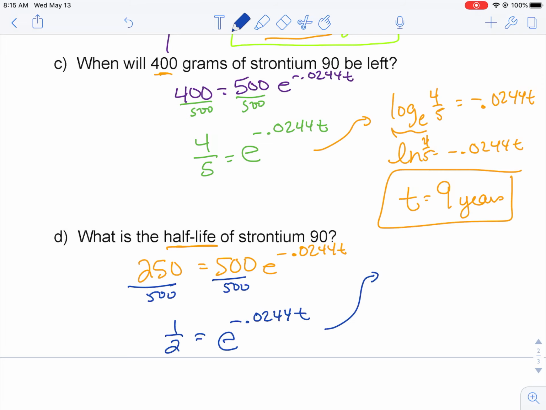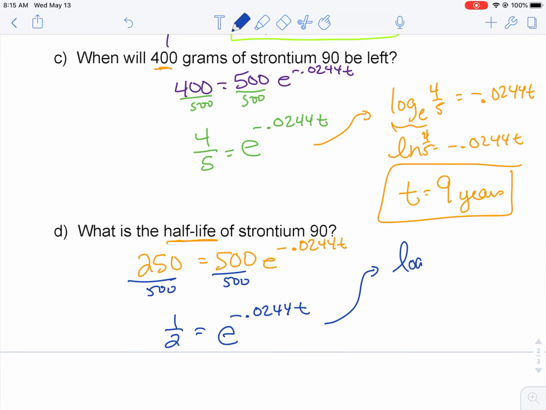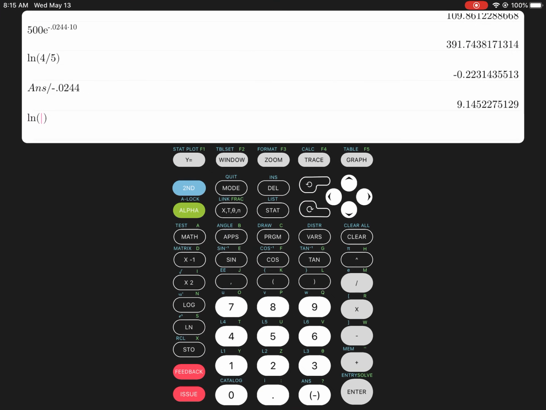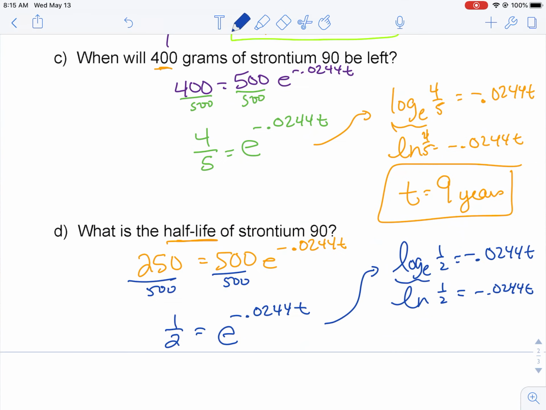Okay, so then again to solve, we're going to switch it to log form. So it's log base e of 1/2 equals negative 0.0244t. Log base e is just ln. So again, in our calculator, we are going to do ln of 1/2 or 0.5, and then we have to divide by negative 0.0244, and I get about 28.4, so we'll just call it 28. So t is approximately 28 years.